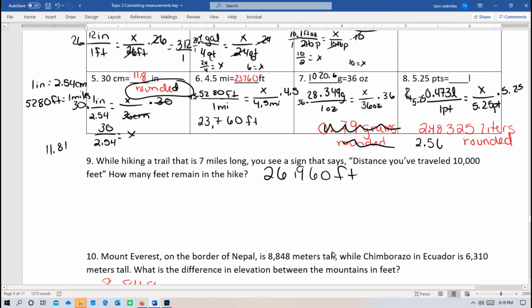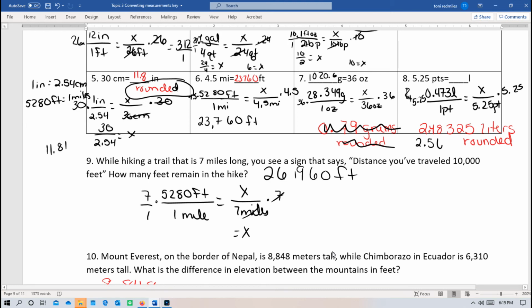While hiking a trail that is 7 miles long, you see a sign that says distance you've traveled is 10,000 feet. How many feet still remained on the hike? So I need to turn 7 miles into feet. So I know that there's 5,280 feet in 1 mile. And I got to set that proportion equal to 7 miles. And I don't know how many total feet that's going to be. But I do know that this 7 is dividing the x. So I need to multiply it on both sides. That's going to cancel, leaving me just with x.